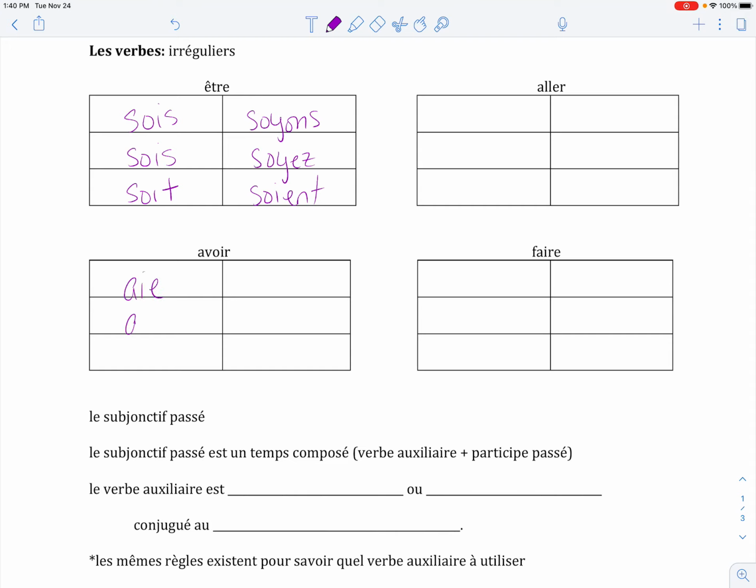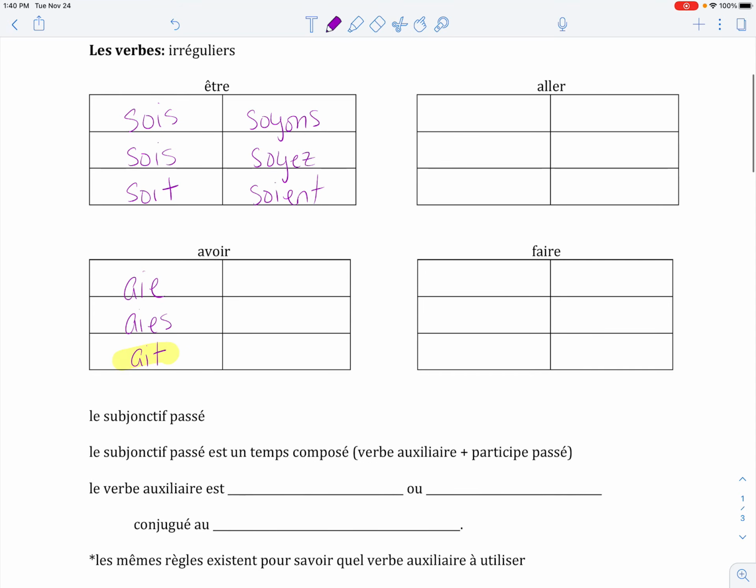Avoir, pronounced A. Super common mistake here: people want this one to be AIE, just like the je conjugation, but it has a T. Ayons, ayez, aient.